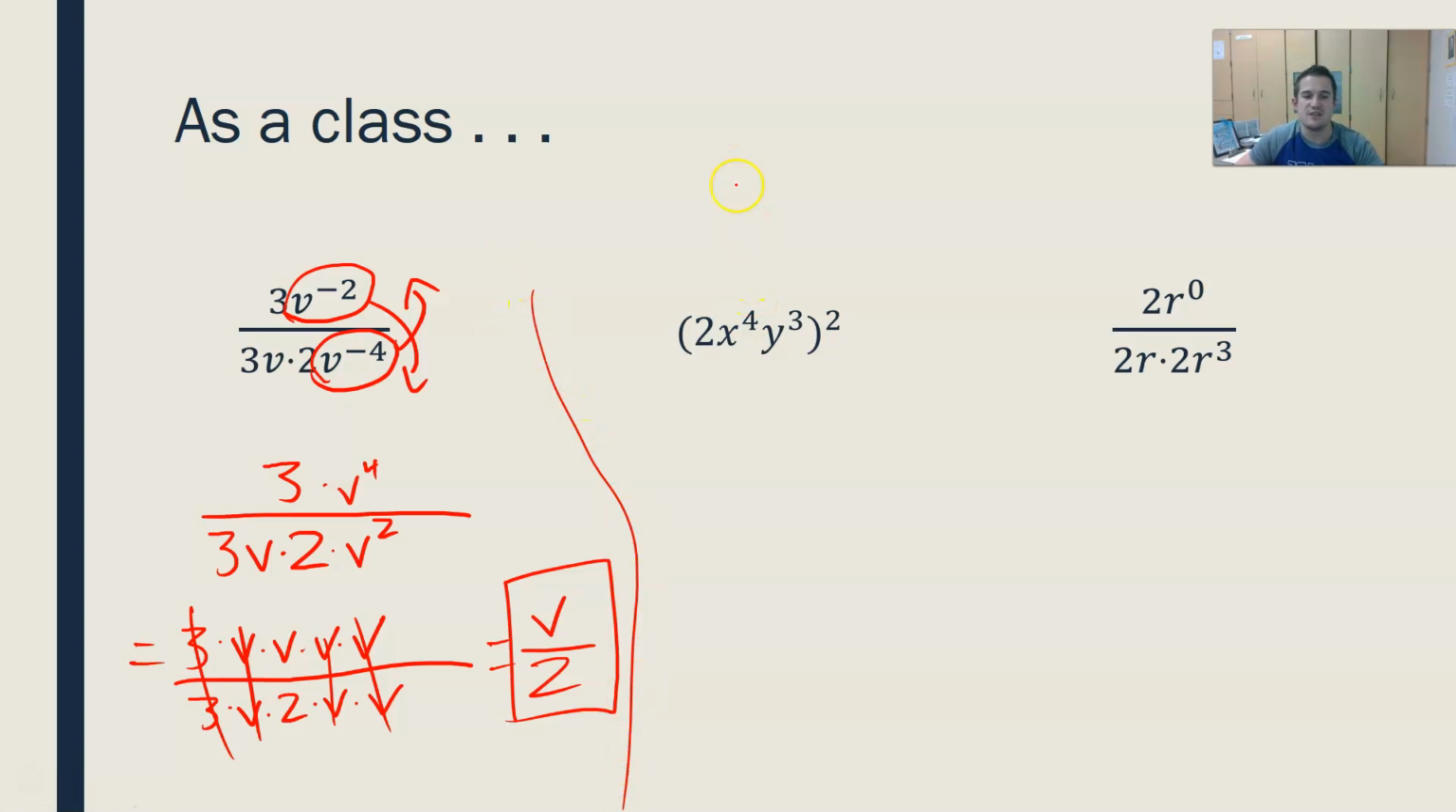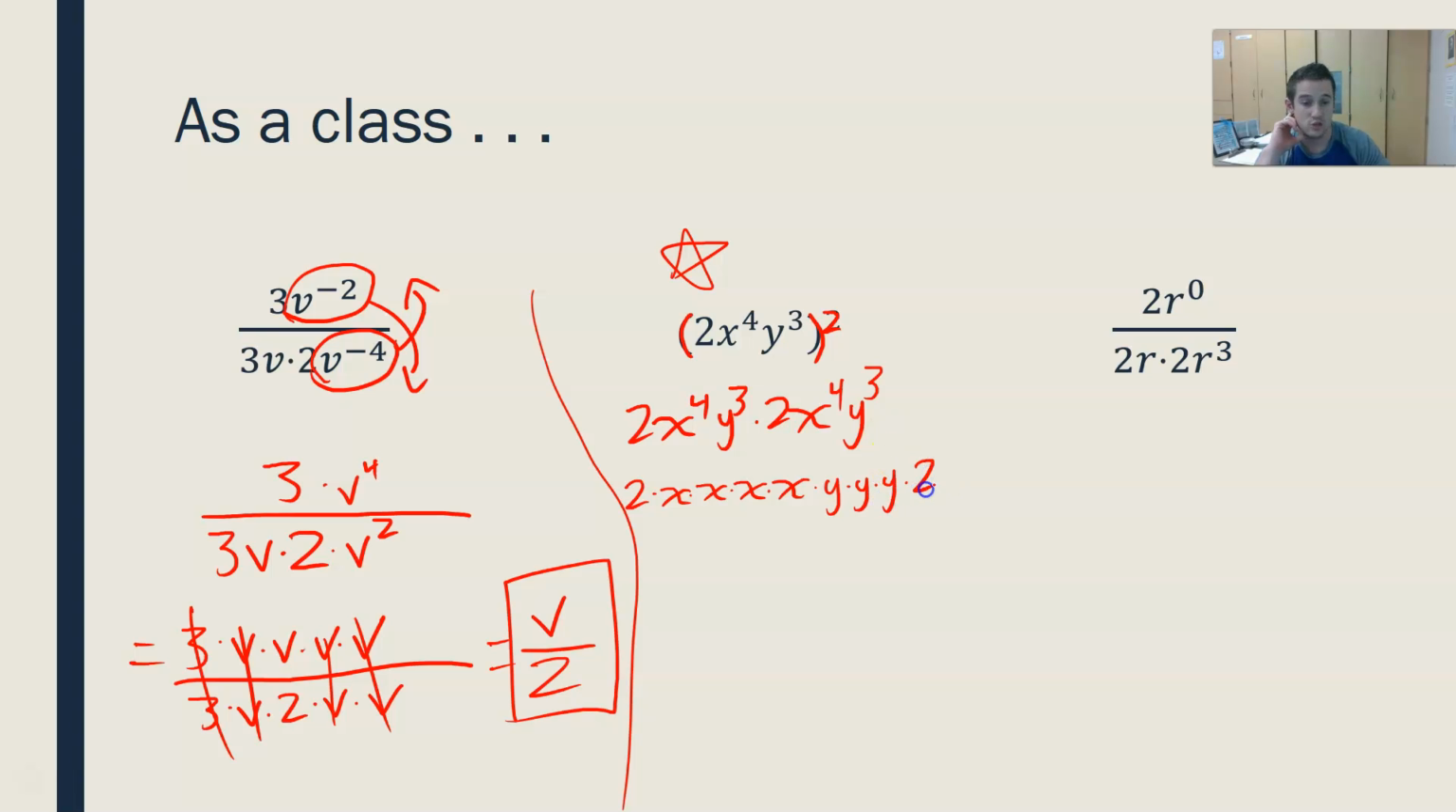Okay, let's take a look at this one. 2x to the 4th times y to the 3rd, squared. So remember, all of this is in parentheses to the 2nd power, which means this is 2x to the 4th y to the 3rd times 2x to the 4th y to the 3rd. That can be written as 2 times x times x times x times x times y times y times y times 2 times x times x times x times x times y times y times y.